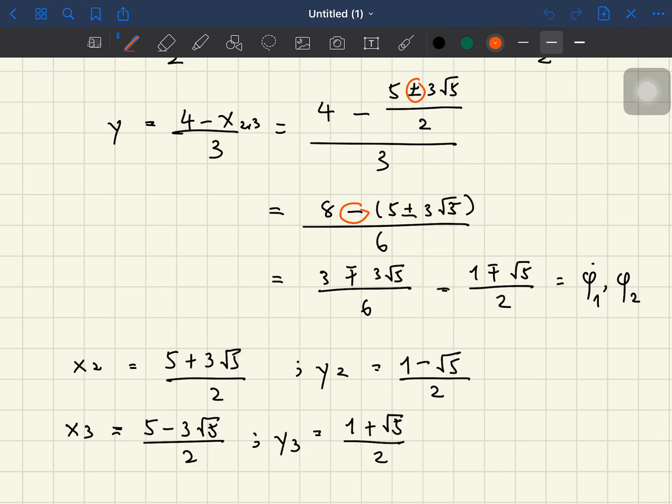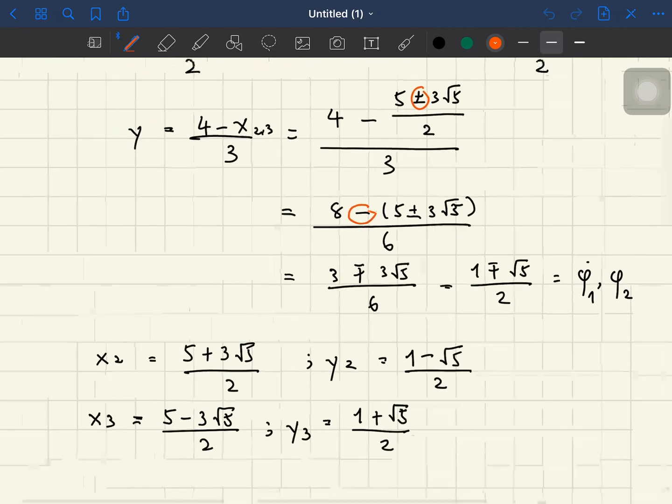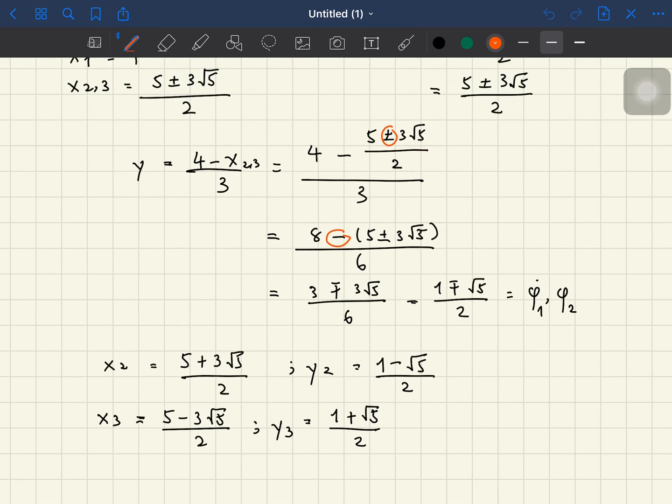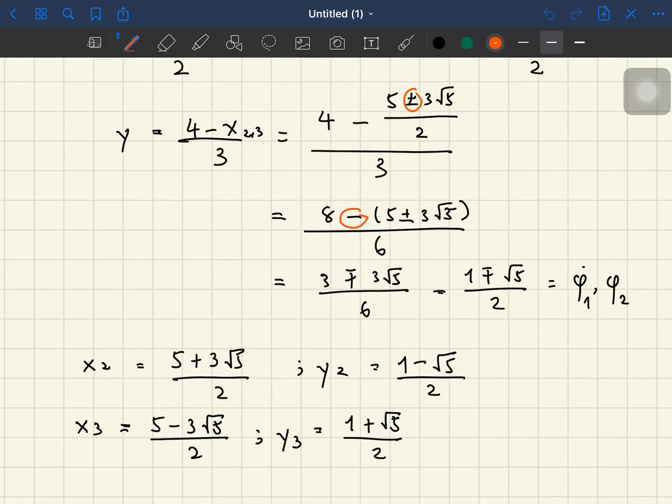Unless you have a plus sign, then you have plus plus for x2 y2 and minus minus for x3 y3. You can actually just check. Okay, just use back the equation. So if you want to use a calculator, you will get the y2, which is 1 minus square root 5 over 2. Or you can just use this method to get back the y2 equals to 1 minus square root 5 over 2.